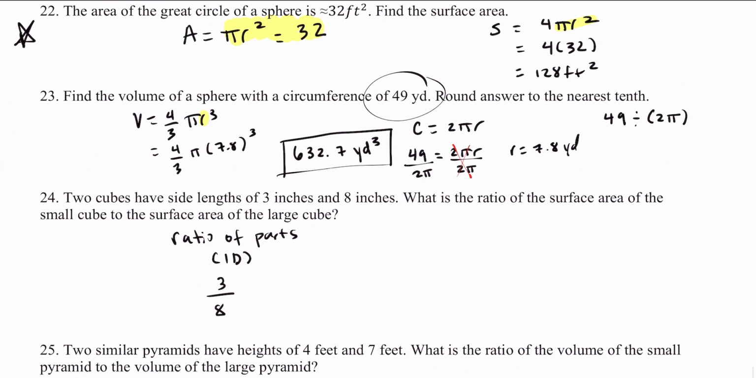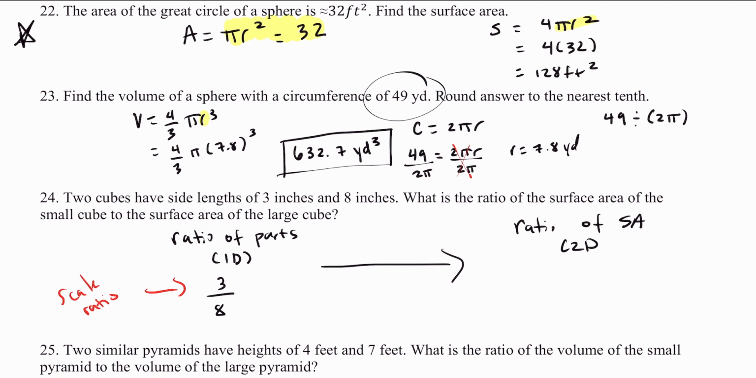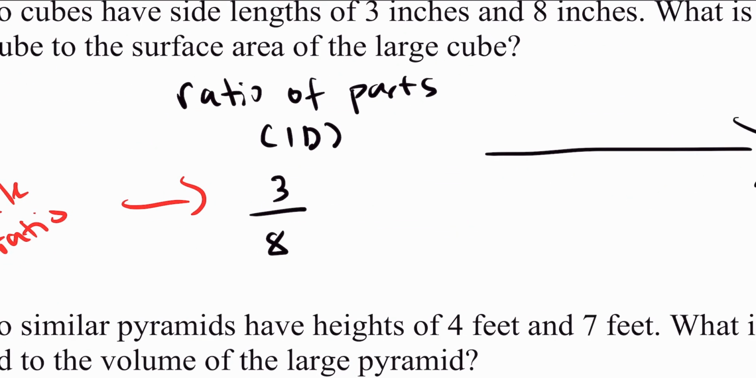My goal is to find the ratio of the surface area. What dimension is surface area in? 2-dimensional. So I have my scale ratio here. What do I do with my scale ratio? Just gotta make sure real quickly, do I need to simplify this at all? I can just do math, enter, and I'll still get 3 over 8. Okay, good. We don't need to simplify this at all.